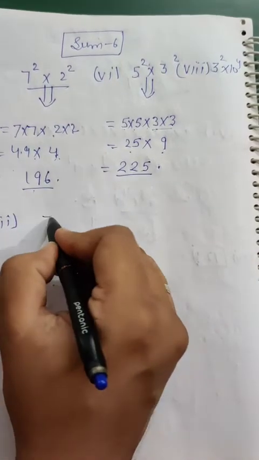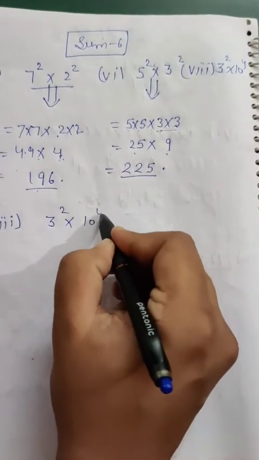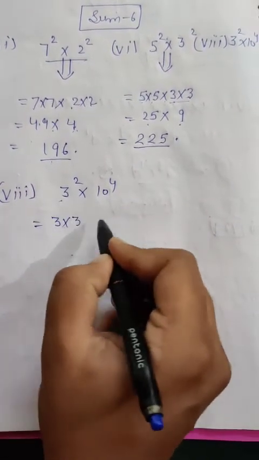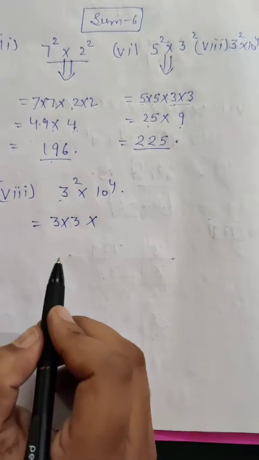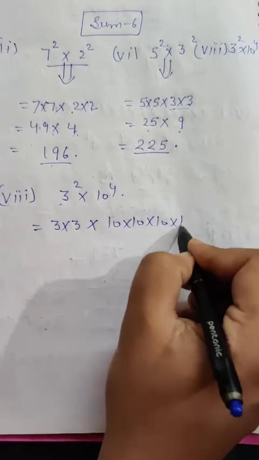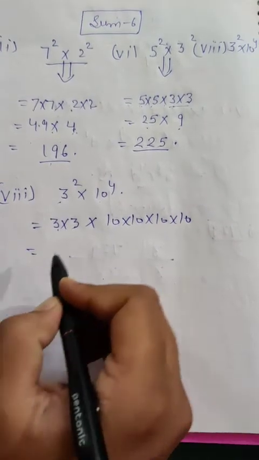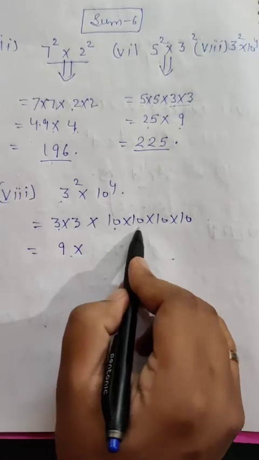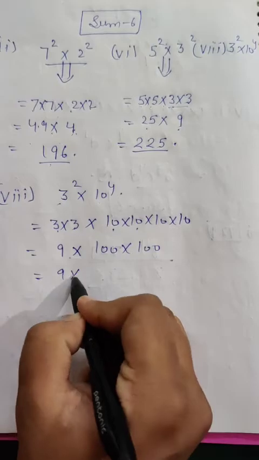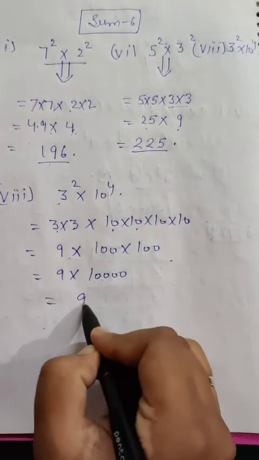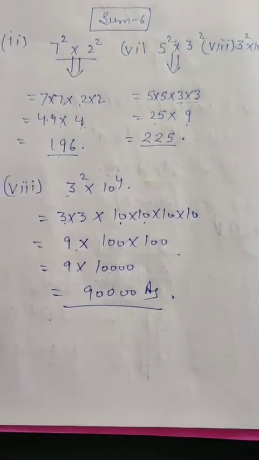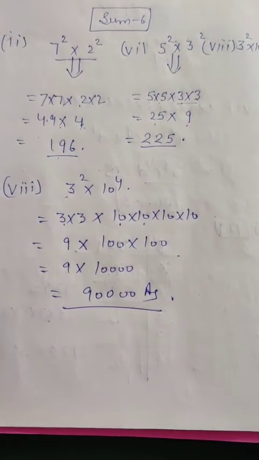Now let's do this eighth part. The eighth part is 3 square multiply 10 raised to the power 4. So 3 square can be written as 3 multiply 3, and 10 raised to the power 4 means we have to multiply 10 four times: 10 multiply 10 multiply 10 multiply 10. So 3 multiply 3 is 9, multiply 10 multiply 10 is 100, multiply 100. So here 9 multiply 10,000, and the answer will be 90,000. So this is the question, that is to simplify.